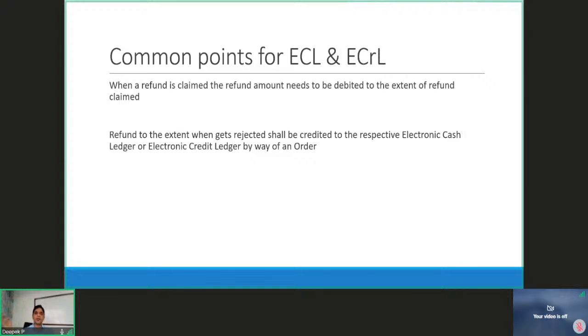So I will tell him, okay, give that amount, 20 rupees, back to me. I will utilize it for my other things. You give me 80 as refund in my bank account, that's fine. But the 20 which you're rejecting, give it back to me in my electronic credit ledger so I can utilize it. So that is what I'm saying here. Refund to the extent which gets rejected shall be credited to the respective electronic cash ledger or electronic credit ledger by way of an order.